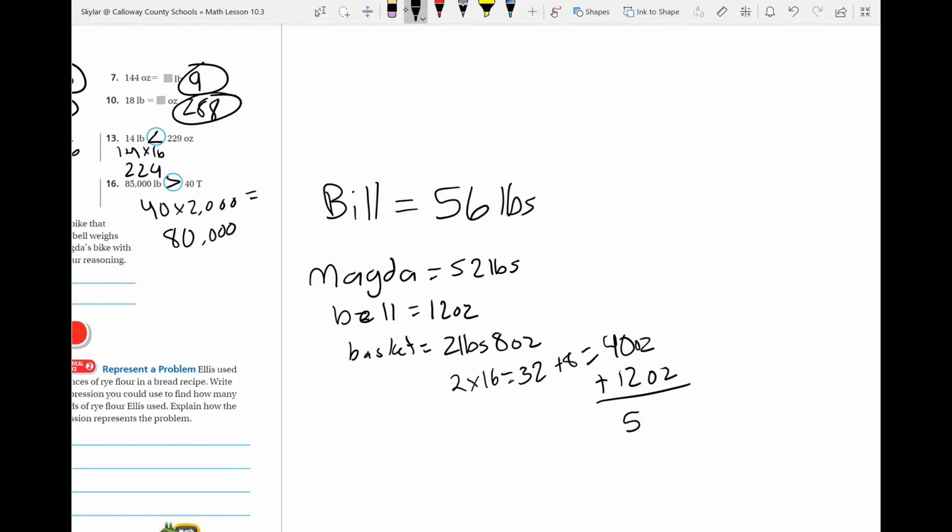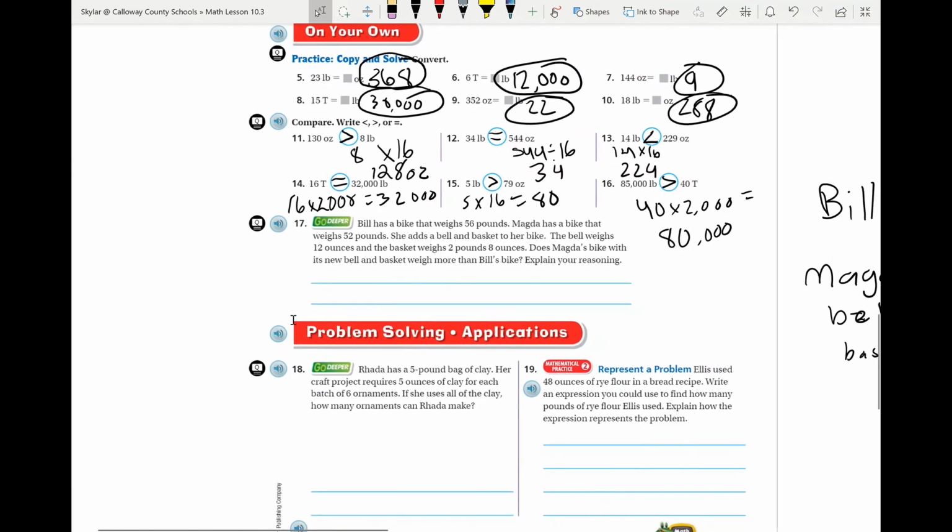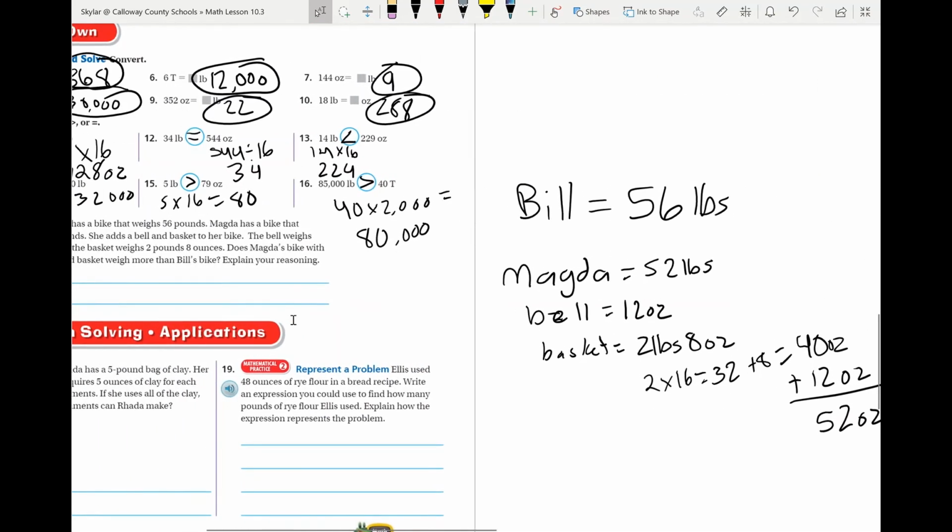So that combination is 52 ounces. So right now she's working with 52 pounds and 52 ounces, and you need to see if that's going to be more or less than Bill's 56. And I'll let you all solve that on your own.